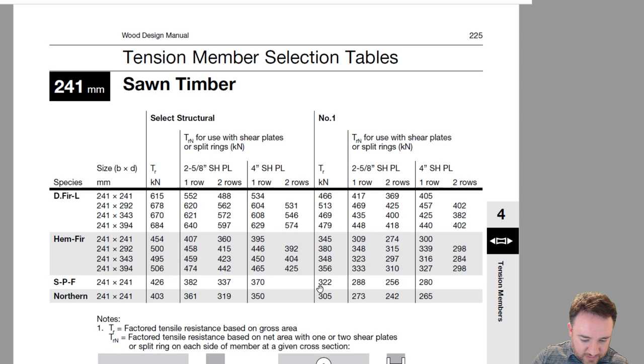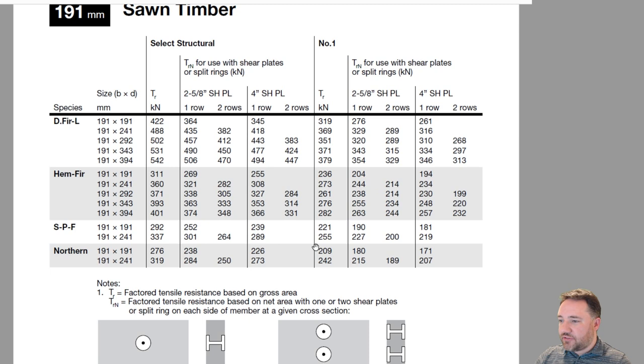Because I think that this one is not going to be big enough. And the reason that I didn't choose this one is because there's one other effect. So this one is pretty close. It's 255, and I need 235, but what I haven't considered yet is the fact that I have a reduction in my net area, right? And that net area reduction is going to reduce the strength by another 15%, because my net area was 85%. So this one's not going to be big enough.